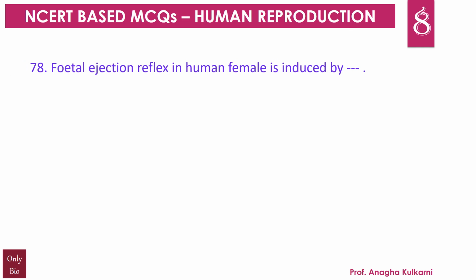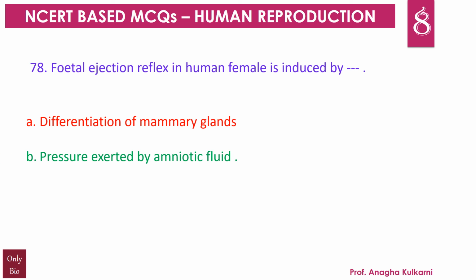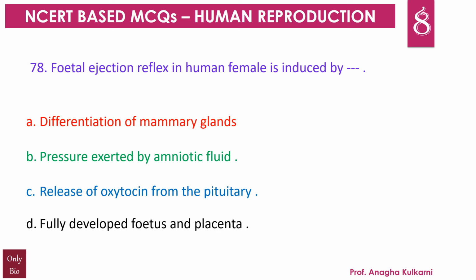Question number 78. Fetal ejection reflex in human female is induced by dash. A. Differentiation of the mammary glands. B. Pressure exerted by the amniotic fluid. C. Release of oxytocin from the pituitary. D. Fully developed fetus and placenta. And the correct answer for this question is D. Fully developed fetus and placenta is the thing which induces the fetal ejection reflex in human females.